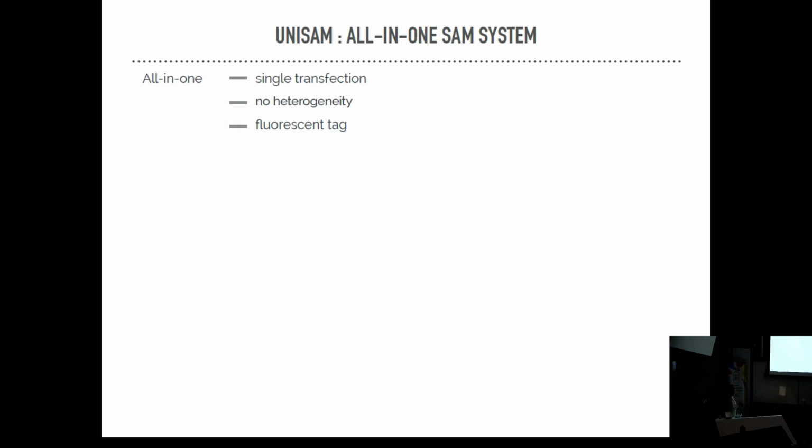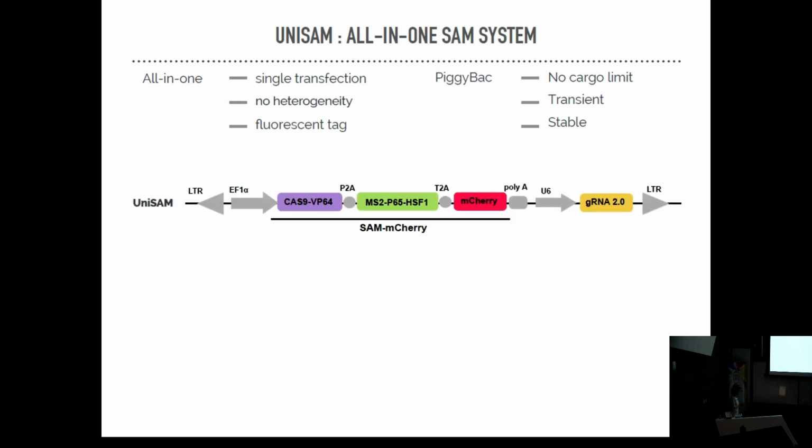And then we also added a fluorescent tag. So if you have to do a differentiation, you want to pick only the cells that successfully express your system, and you just take those cells out of the culture. The system can be used to express transiently for a while, or it can be integrated into the genome, so you could express it over a longer time frame. And that's basically the system that we developed.